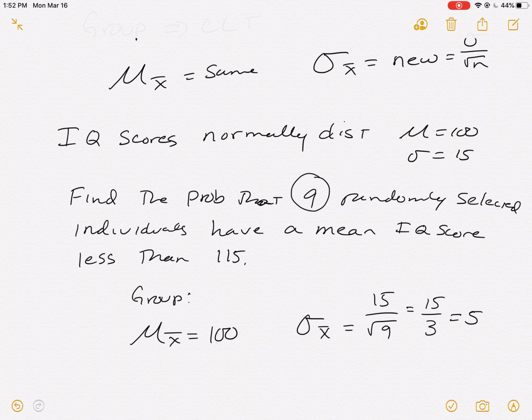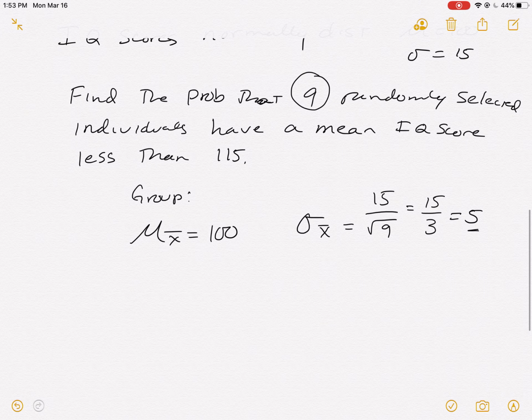So translating what that says is this group of 9 men, when we look at their average, is going to be close to 100. In fact, it's going to be closer than any random person could be because they're going to balance each other out. It's going to be within 5 on average. And so we're just going to do the same problems that we did back in 6.2 with these new numbers.